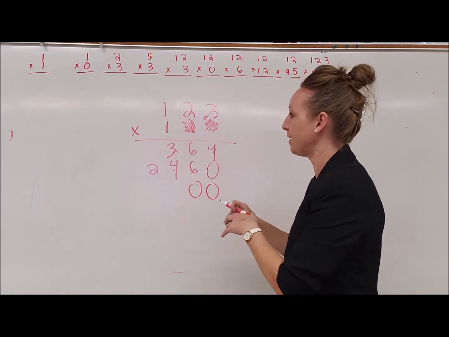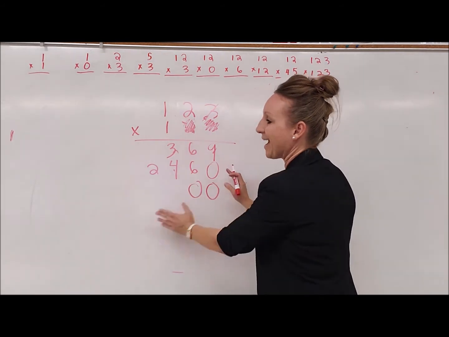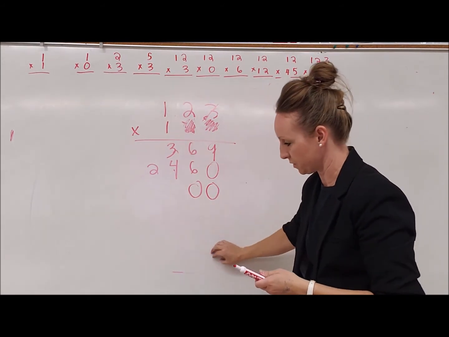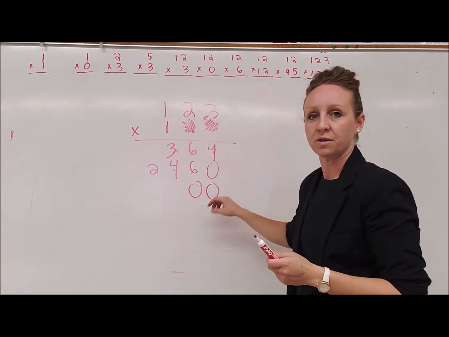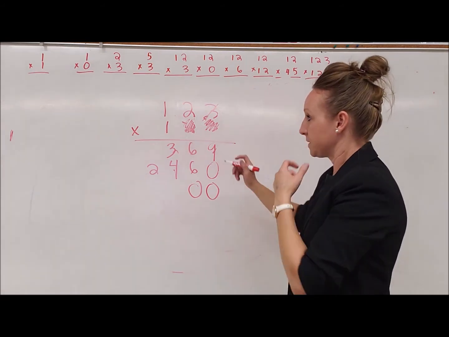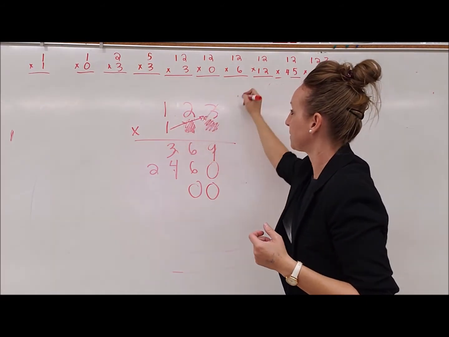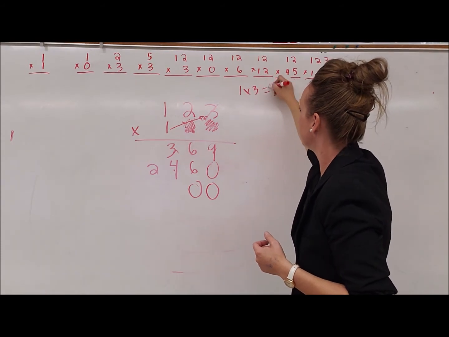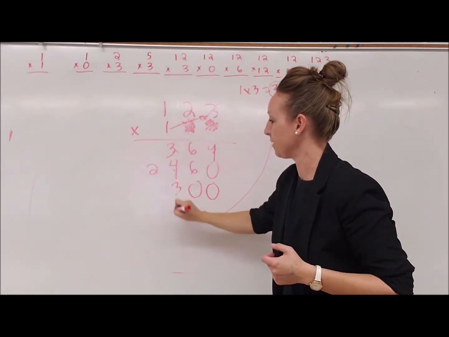So every time you multiply and you go over a number, you add an extra number. You don't just simply go 0, 0, 0, 0, 0. It goes 1, then 2, then 3, then 4, then 5, and so on and so forth. So now I'm going to multiply 1 times 3. So 1 times 3 is 3. I'm going to take my 3, and I'm going to put it right here.